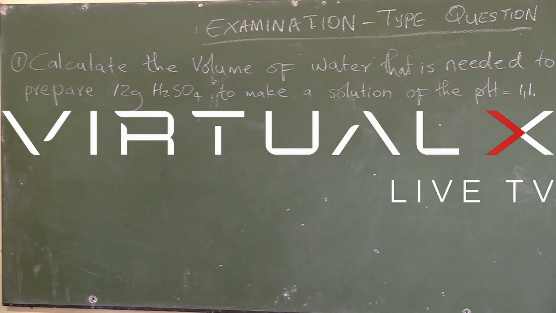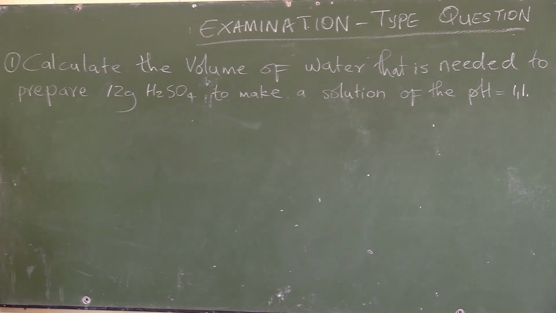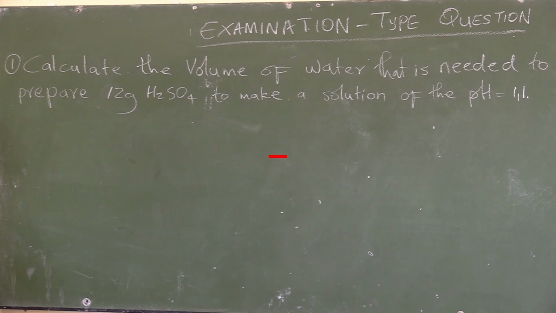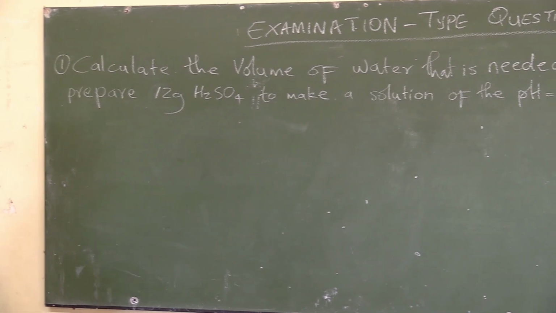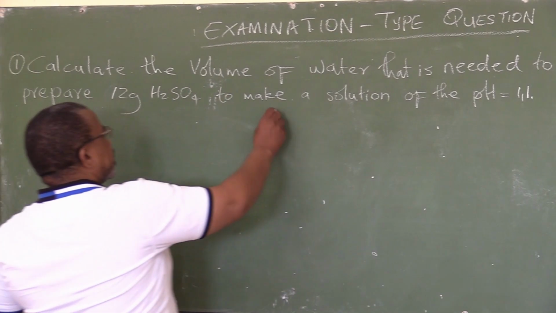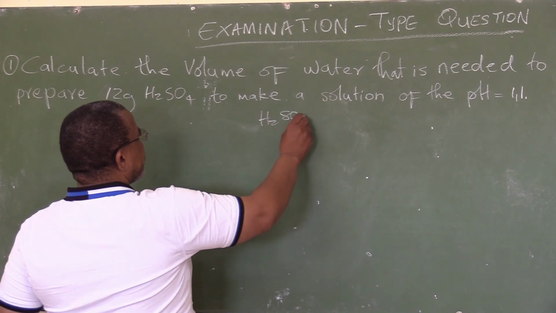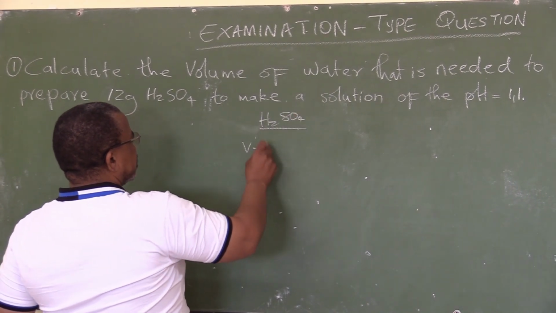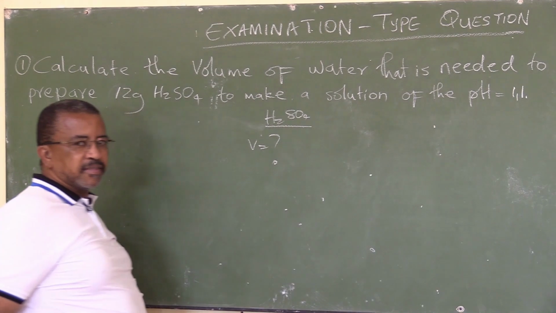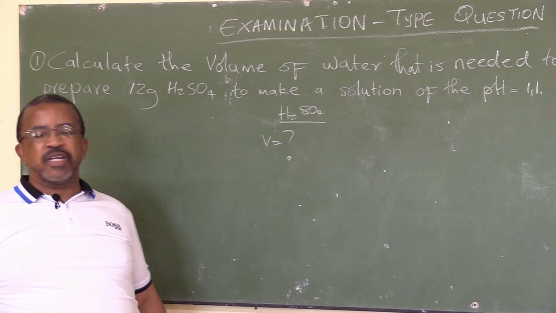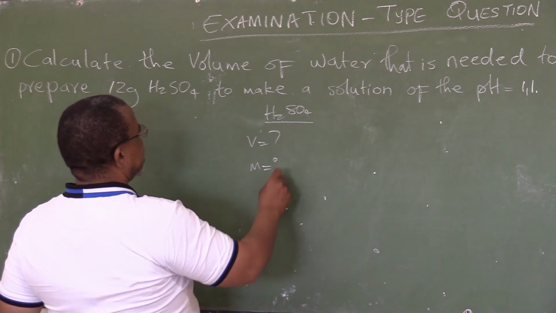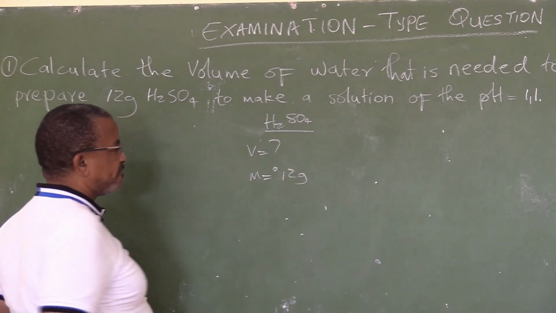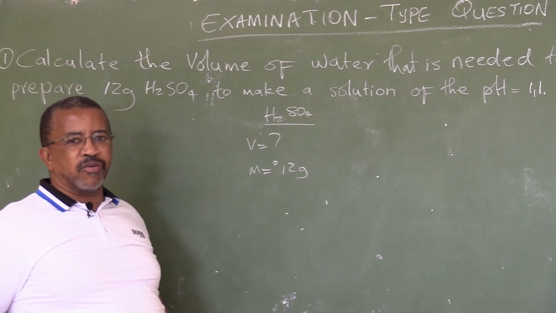So the volume of water that is needed to prepare 12 grams of sulfuric acid to make up a solution of pH 1.1. Now, here we are dealing with H2SO4. How much water is mixed with the acid? The mass of acid used is 12 grams, H2SO4.